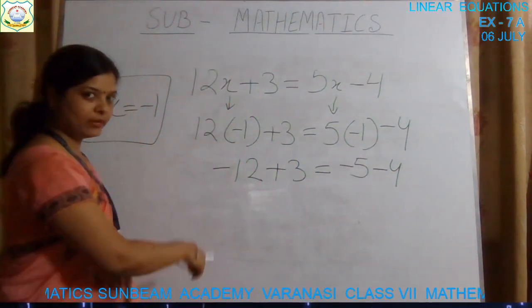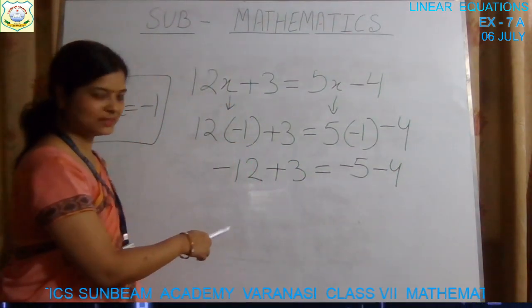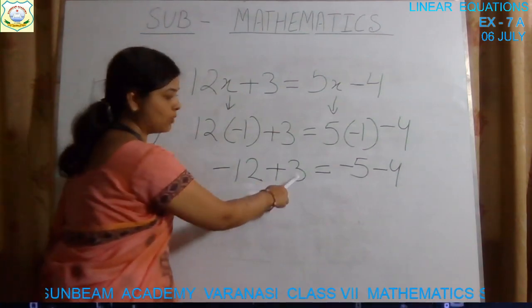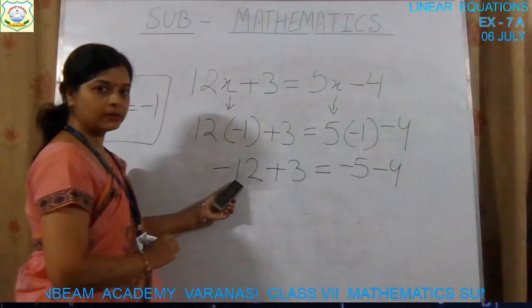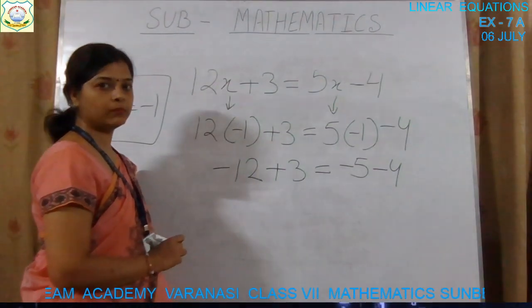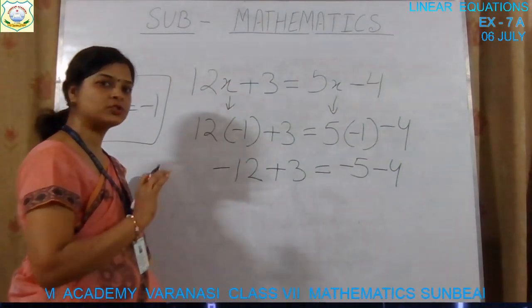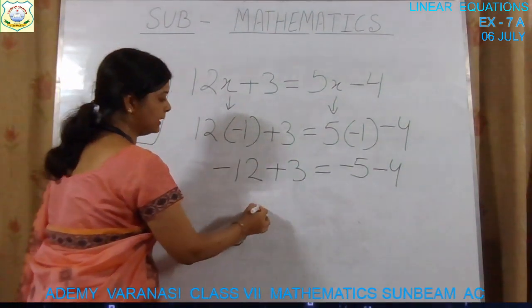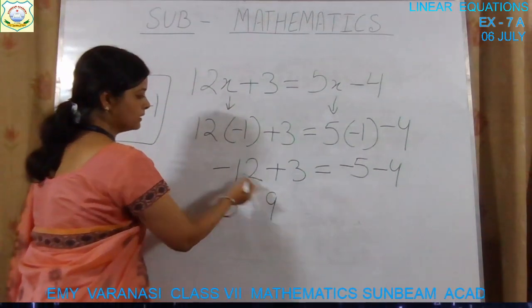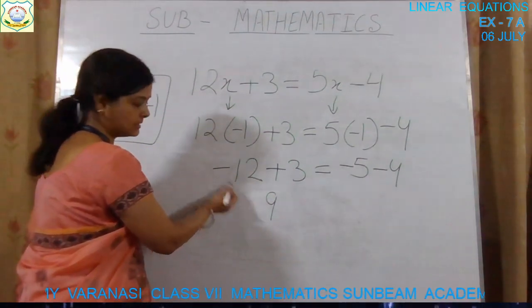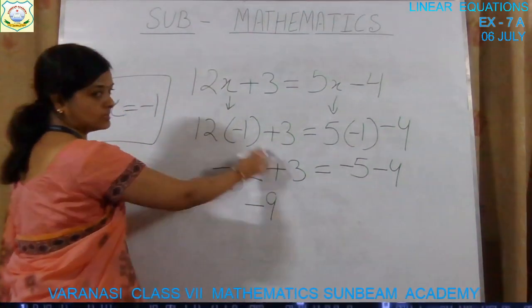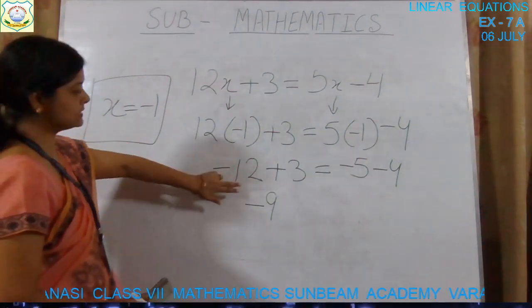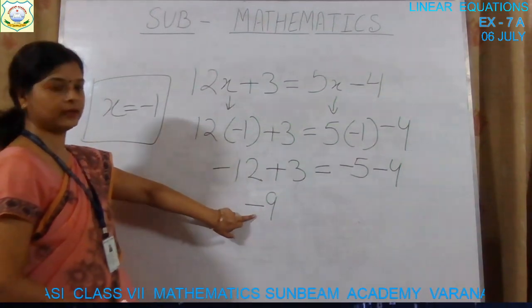Now, again we have to apply integers, isn't it? Minus 12 plus 3. One is a negative number and one is a positive number. Always we will subtract the smaller from the bigger. 12 minus 3 will be 9, and it will be minus. Sign of the bigger modulus number. Just leave it. Which one is the bigger number? 12. What is its sign? Minus. So put the sign here.